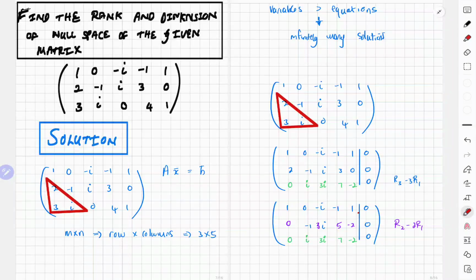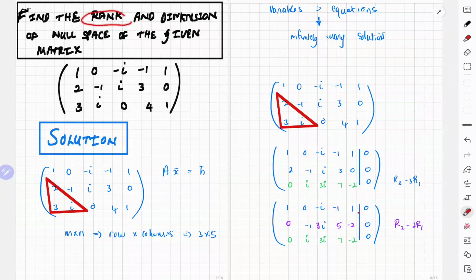Now, on to the next question. Also a popular question for the exams. Find the rank and the dimension of the null space of the given matrix. Now, in my playlist on linear algebra, we did do rank. We also did dimension of null space.